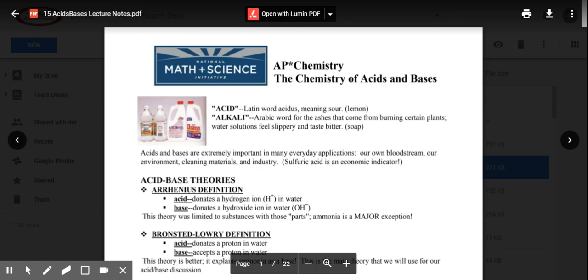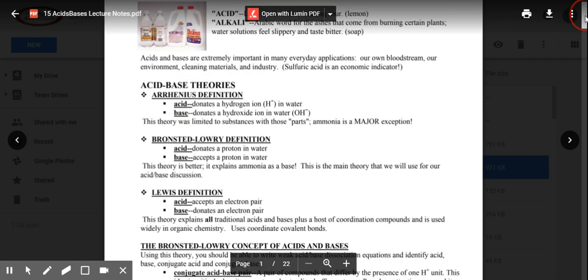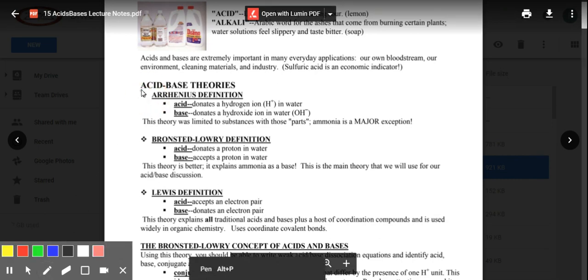us to know. So, first of all, there are different types of theories that explain an acid and a base. So, if you pull out your note sheet and just kind of take notes along with me, then we'll be good to go. So, let's talk about the different theories of acid-base, okay? So the first theory of acid-base is known as the Arrhenius definition. And that's what you see right here.